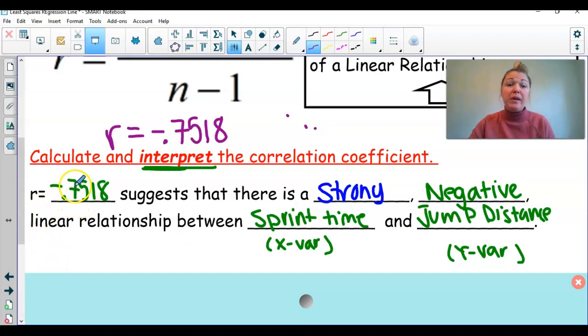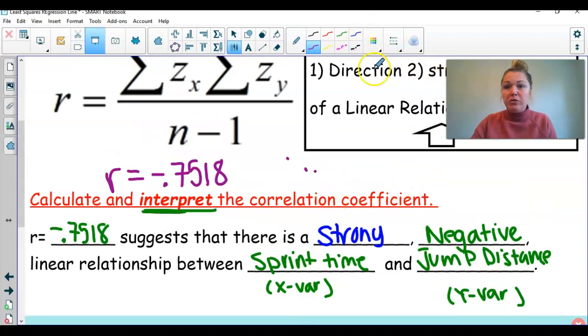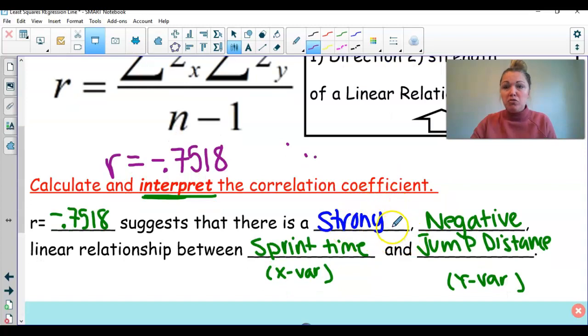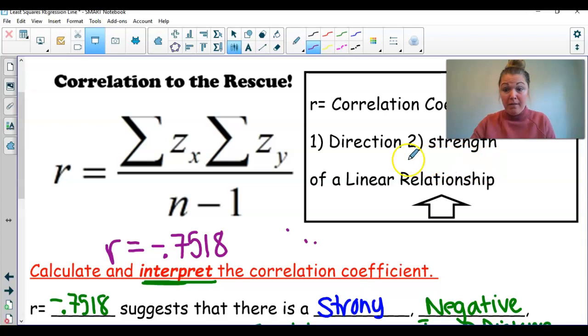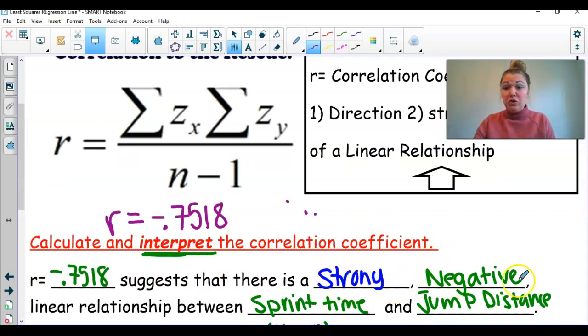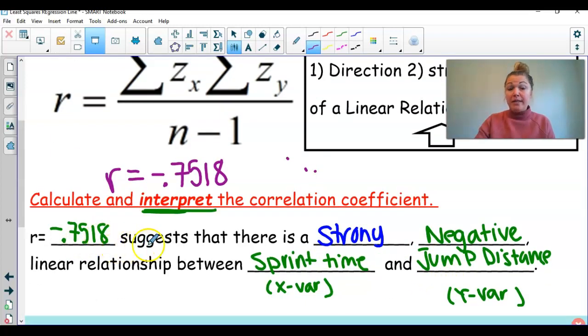R equals negative 0.7518 suggests that there is a strong, negative, okay? We're talking about direction and strength here. Strong talked about the strength, and negative talked about the direction. We need those two things in these first two blanks. It doesn't matter the order. You could have said negative strong. R equals negative 0.75 suggests there is a strong negative linear relationship.